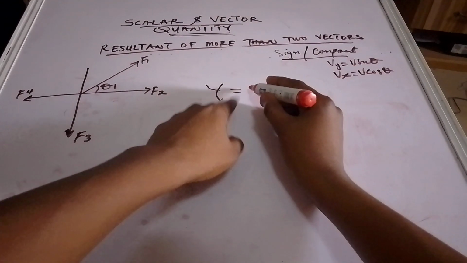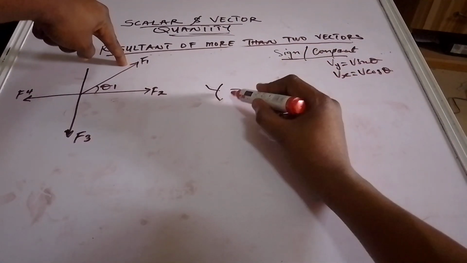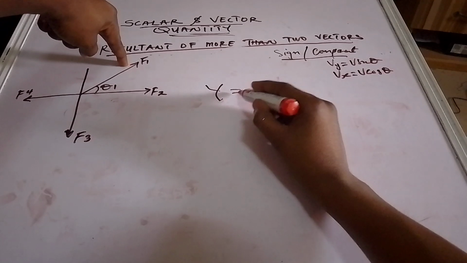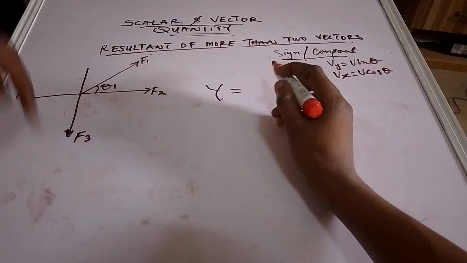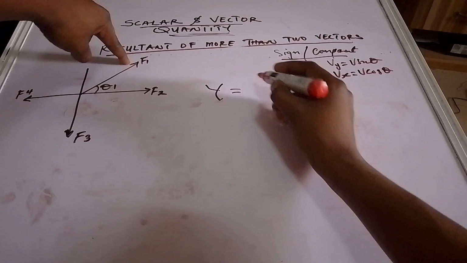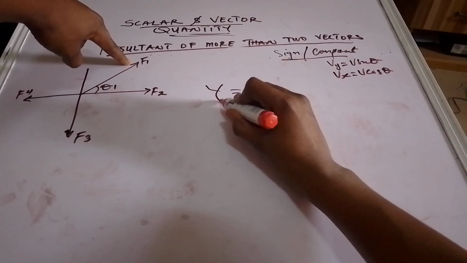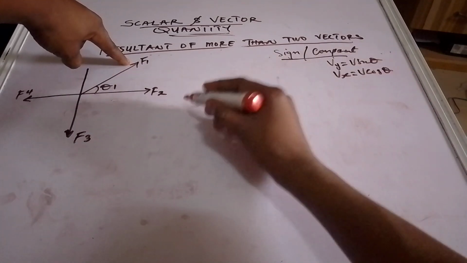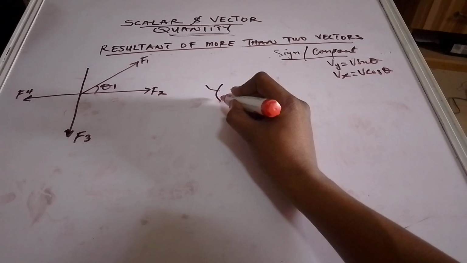Our y is going to be, put the sign at the back of your mind and the component. So you first start with f1. I will do f1, f2, f3, and f4. So let's start with f1. F1, put the sign at the back of your mind and the component. And what's the component we are dealing with? Vertical component, y.